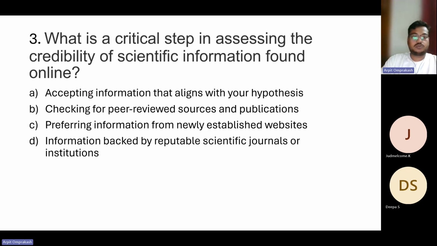Okay, so here accepting information that aligns with a hypothesis is the wrong answer, because we need to find information that is true and credible, not something that only aligns with your thinking. The second thing is checking for peer-reviewed sources and publications. That is correct. That's a critical step because we want to look for information that is peer reviewed and other people have verified it. Preferring information from newly established websites, this is not a critical step. Newly established websites might be right, might be wrong. There's a chance. And option D, information backed by reputable scientific journals or institutions. So this is correct. So the answer here will be B and D.